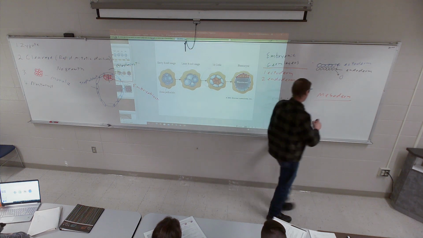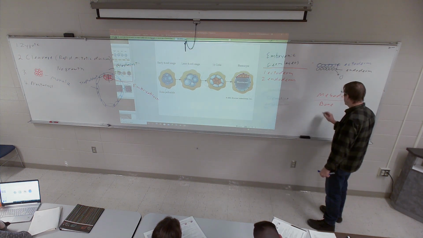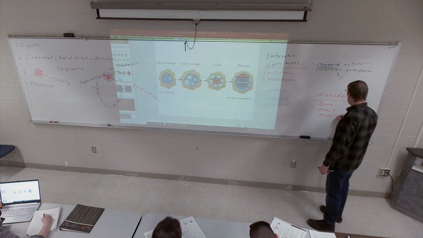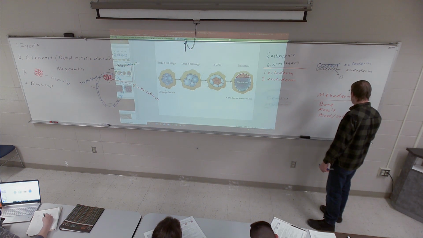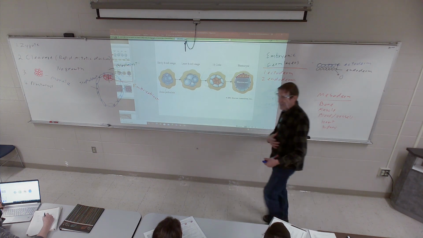So mesoderm is going to produce your skeletal system. I'll just put down bone, it's easier to write. Your skeletal muscle, your blood and blood vessels, heart, kidney, all your organs except the digestive organs. So it's basically all the stuff in between.